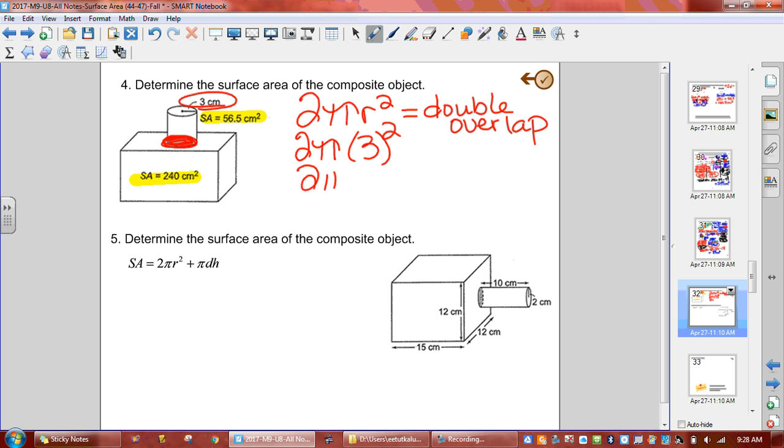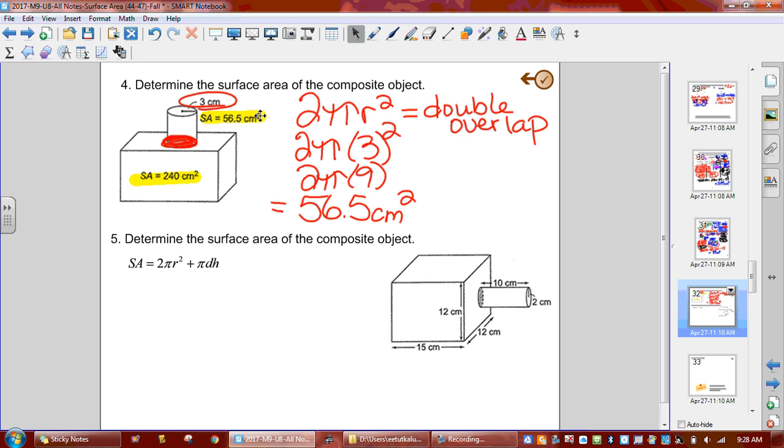That's going to give us 56.5 centimeters squared. So now, total surface area. You're going to add the 2 yellow ones, and we're going to subtract the overlap. So we're going to have 56.5 plus 240 minus 56.5.